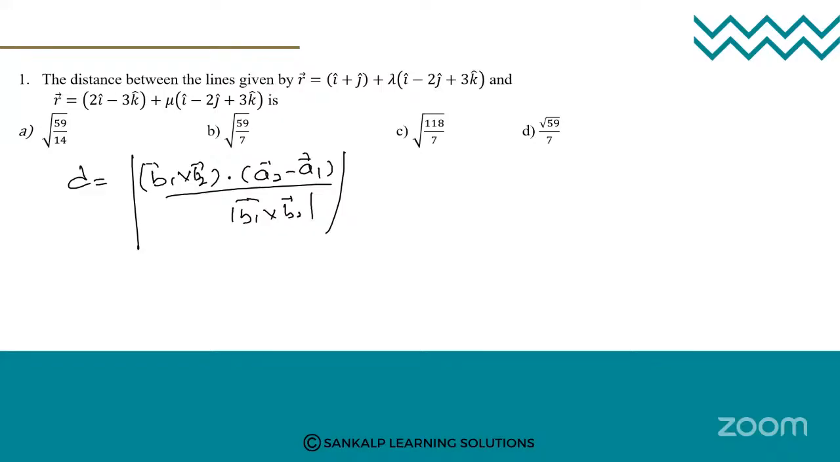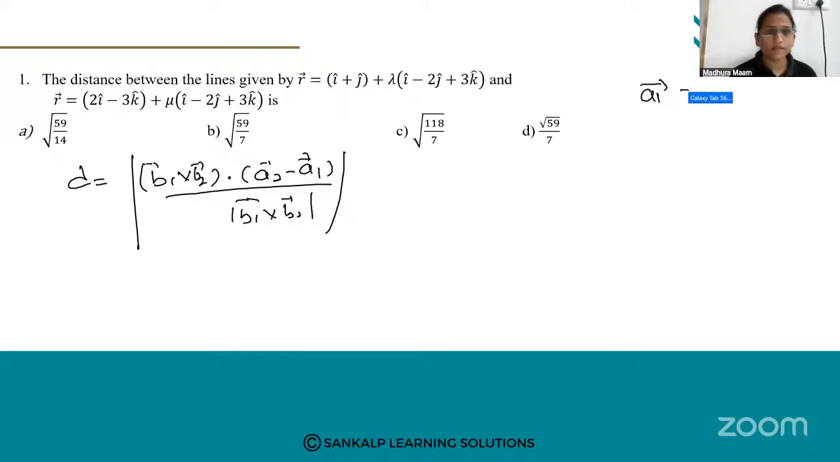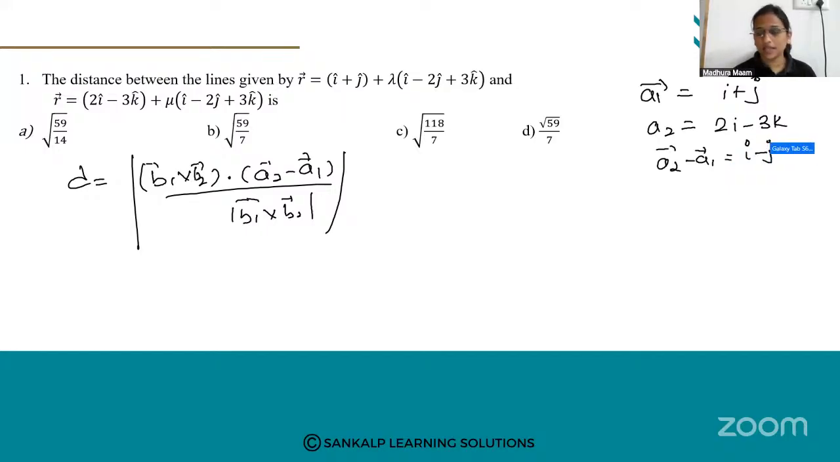Yes, okay, let us start. In the place of A1, what is there? I plus J. In the place of A2, 3K. So in the place of A1 you have I plus J. In the place of A2 we have 2I minus 3K. So A2 minus A1 should give you 2I minus J minus 3K plus 0. So that will be minus 3K. Done. Next, B1 cross B2.